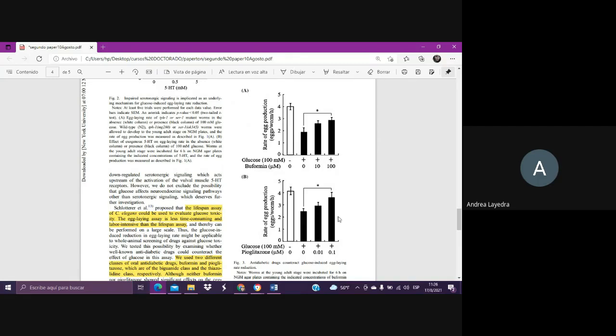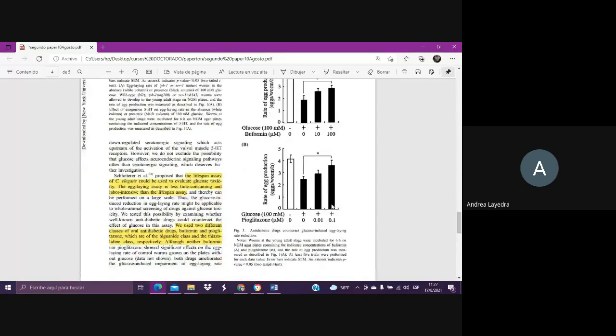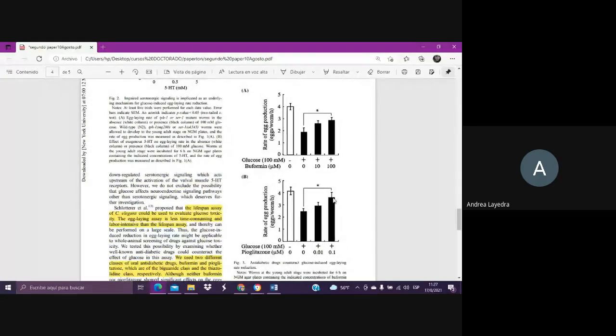In this figure, you can see the glucose-lowering action of buformin and pioglitazone may decrease the formation of ROS, thereby ameliorating egg laying. In conclusion, the present results anticipate that this simple and rapid in vivo assay system could be potentially useful for screening of novel anti-diabetic drug candidates. And that is all. Thank you.